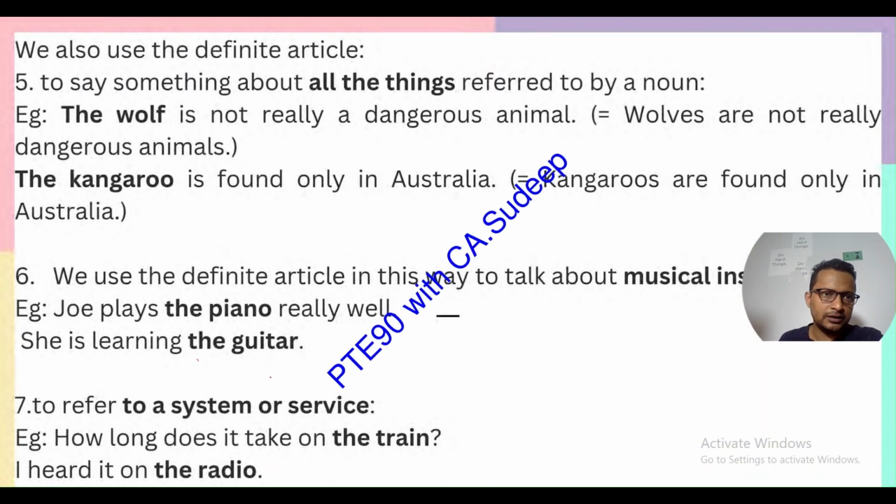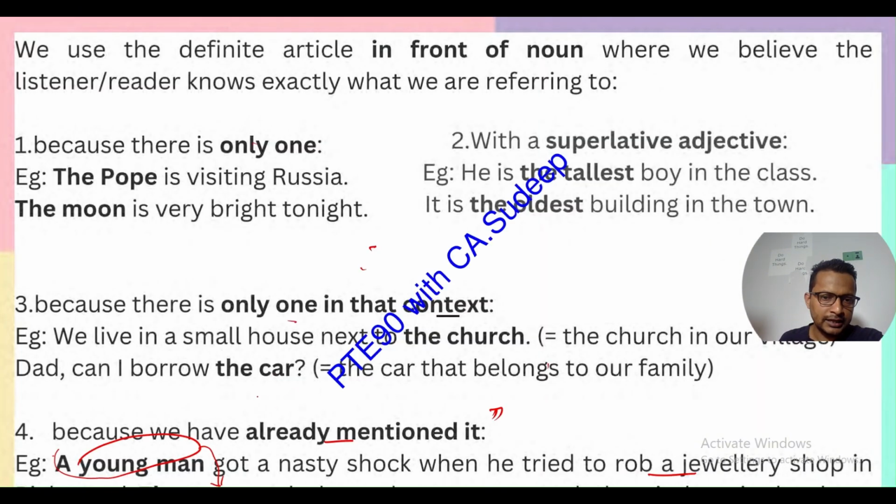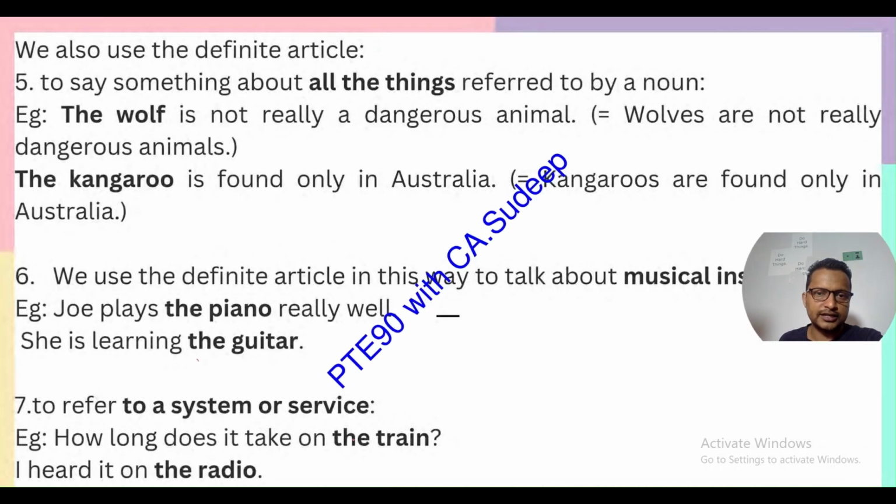So this is where the will come, right? If we have already mentioned it, in the next sentence we will use the. Similarly, the next concept is, we also use the definite article to say something about the things that are referred to by a noun, right? For example, the wolf is not really a dangerous animal. Wolves are not generally dangerous animals, meaning it is not about all the things referred to by a noun. So here wolf is a noun.